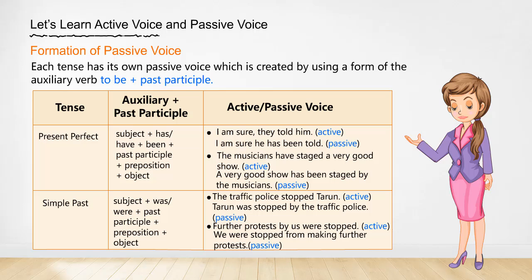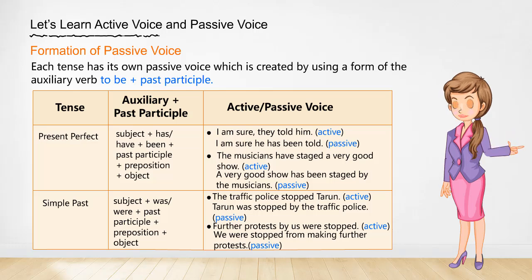Passive. The musicians have staged a very good show. Active. A very good show has been staged by the musicians. Passive. Simple past. Subject plus was, were plus past participle plus preposition plus object. The traffic police stopped Tarun. Active. Tarun was stopped by the traffic police.